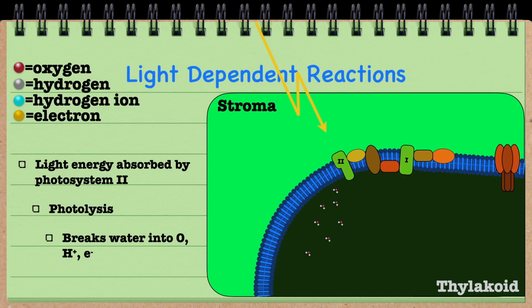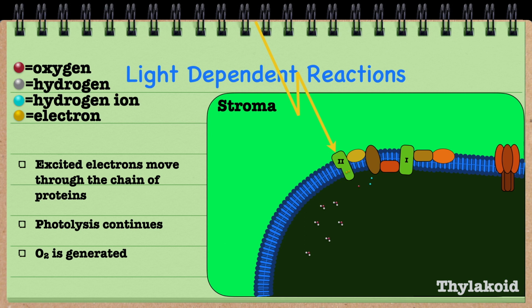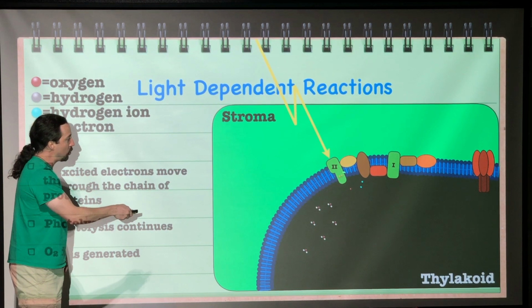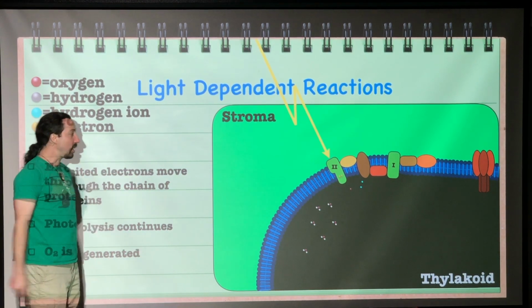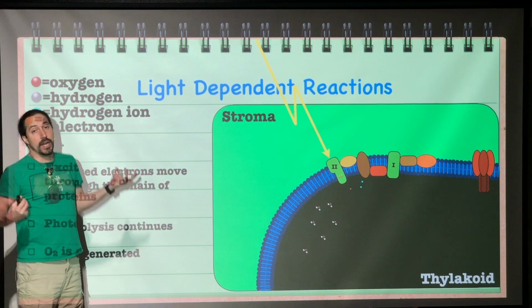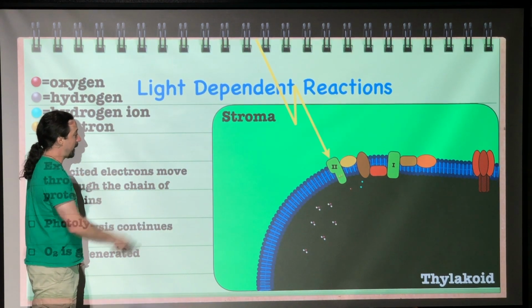So our water molecule is going to enter into our photosystem 2. It is going to get broken down into its different parts. We have an oxygen atom, we have 2 hydrogen ions, and we have 2 electrons that are now free. The electrons came from the hydrogen atoms, which now are hydrogen ions. Those hydrogens do not have their electrons anymore, and the oxygen is actually just by itself.